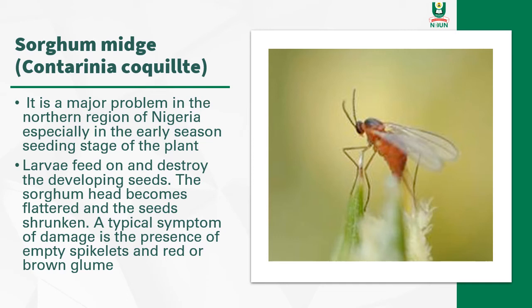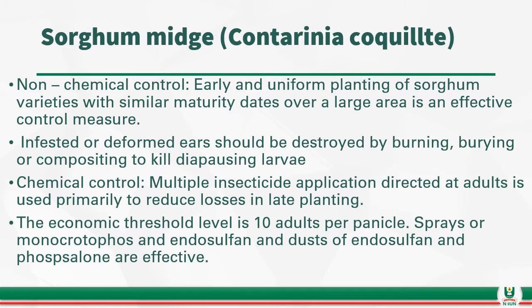That is a very serious damage, and at the end of the day, you just see empty spikelets all around. How do you control it? Non-chemical control: plant early and uniform planting. Plant and harvest at the same time. Don't plant in batches. Plant everything uniformly so that the maturing dates will be the same. Okay? And also the infested or deformed ears should be pulled out and destroyed by burning.